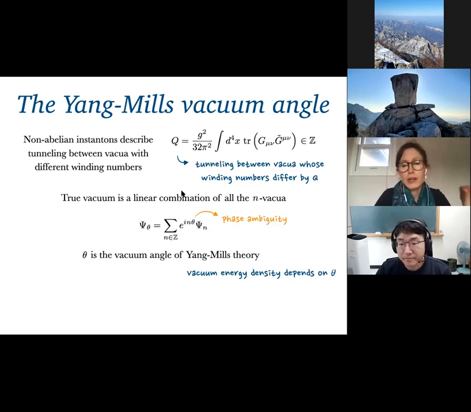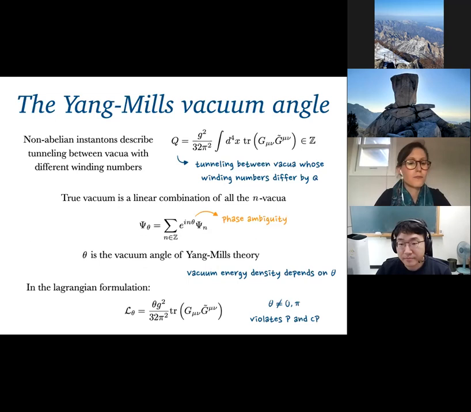So the value of theta enters the theory as a boundary condition that we need to impose in order to properly characterize our vacuum. Physical quantities will then depend on theta. In particular, the vacuum energy density is now theta dependent. And of course, as you all have seen in the Lagrangian formulation of an SU(N) gauge theory, this angle appears as the coefficient of this topological operator, which also makes it obvious that any value of theta that is neither zero nor pi will violate both parity and also CP.